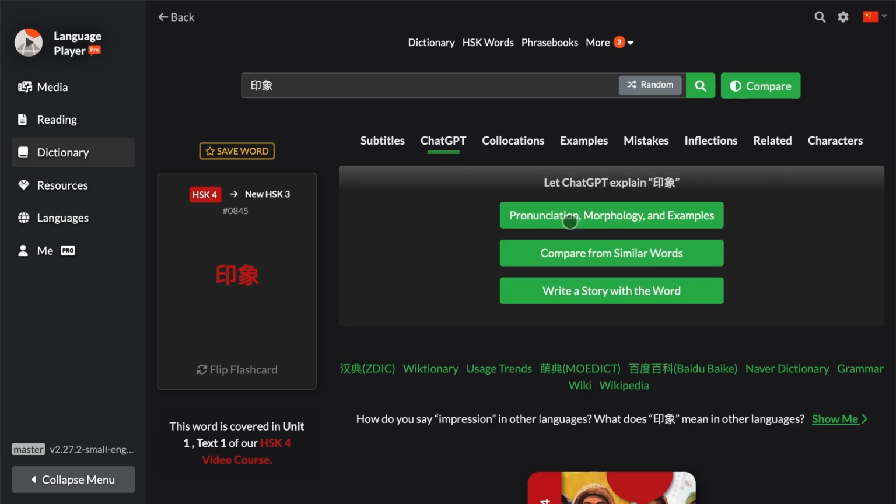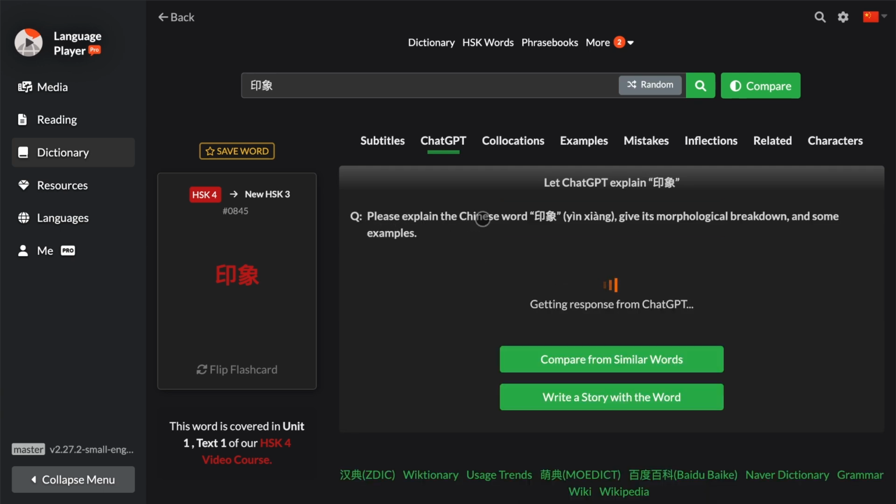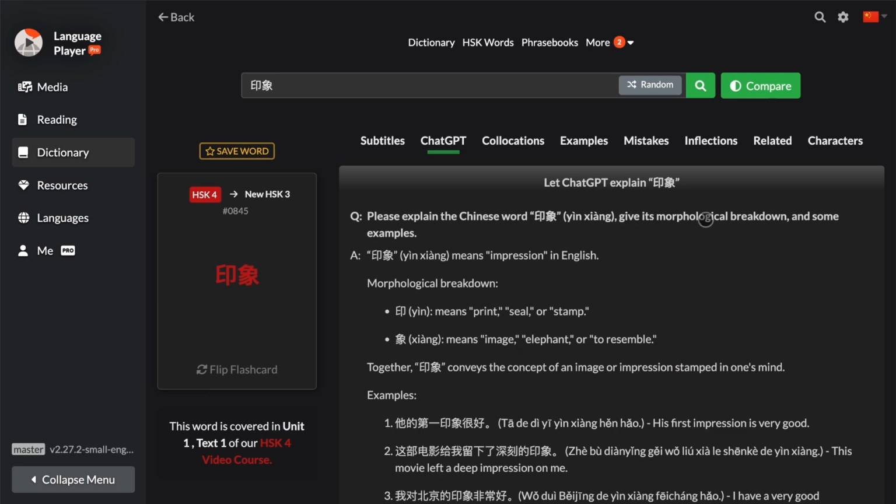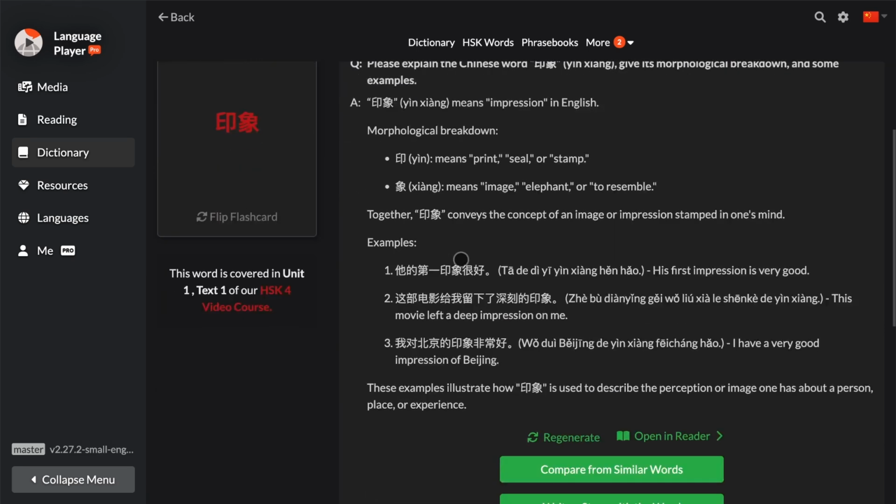Now I see that I have the following three options. I can get a pronunciation, morphology, and examples. It will ask ChatGPT, please explain the Chinese word 印象. Give its morphological breakdown and some examples. And here ChatGPT replied.